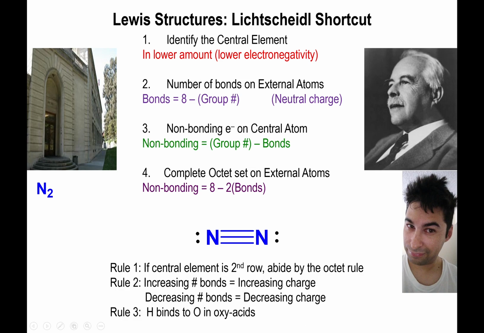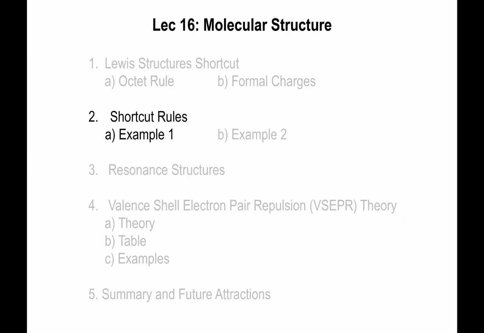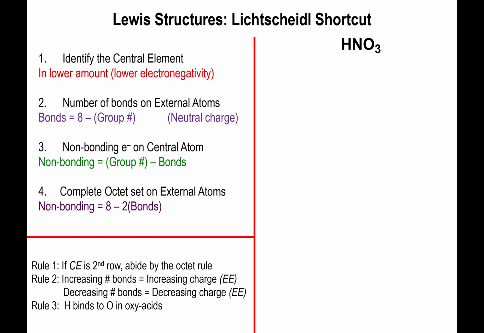The last one is that if you see hydrogen in connection to oxygen in an oxyacid compound like perchloric acid, for instance, you must make sure to bind the hydrogen to one of the oxygens. And if you have multiple hydrogens in your oxyacid, then each one of those hydrogens will have to be bound to a separate oxygen. All right, now with all of this, let's see what we can do in terms of drawing Lewis structures. So here goes example number 1.